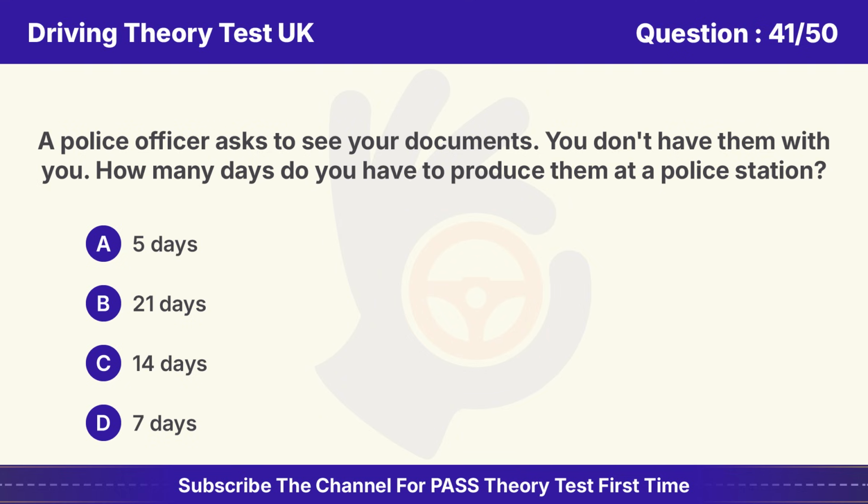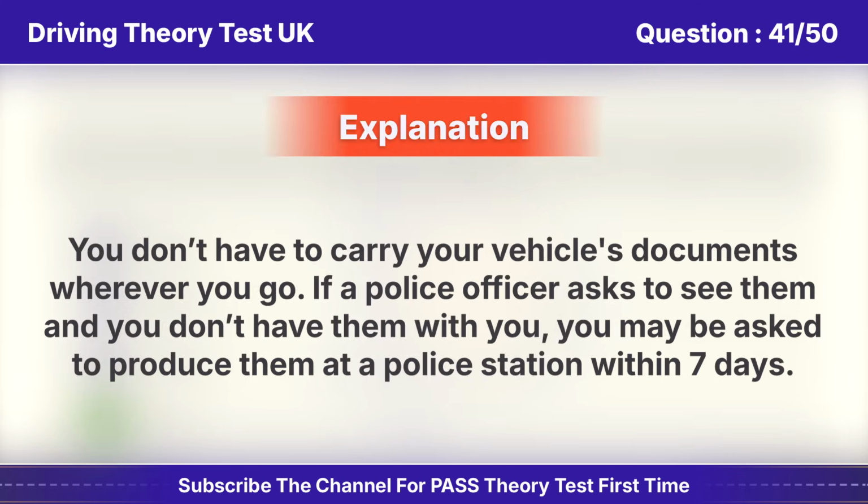Question 41. A police officer asks to see your documents. You don't have them with you. How many days do you have to produce them at a police station? Answer is D. 7 days. You don't have to carry your vehicle's documents wherever you go. If a police officer asks to see them and you don't have them with you, you may be asked to produce them at a police station within 7 days.